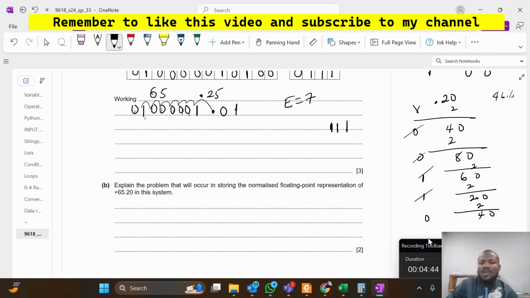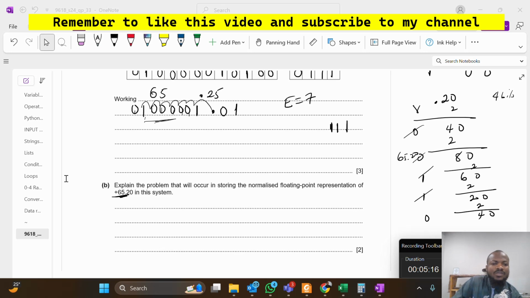Do you understand? If you take the first 4 bits, combine it with this 65 and convert it back to decimal, you will never get 65.20. Do you understand? So that means that this number cannot be represented exactly. It cannot give an exact representation. That is the problem.